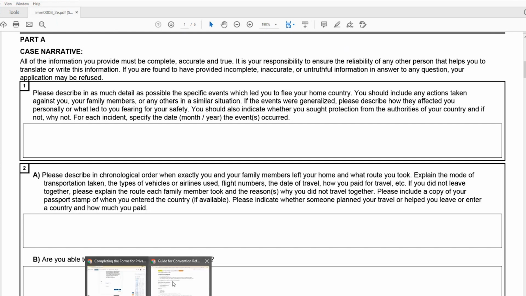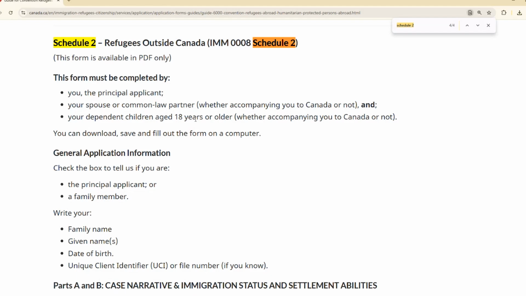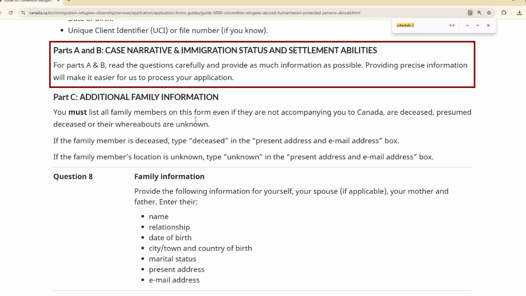So if we go back to the guide, you're going to scroll down and read what it says. So for parts A and B, read the questions carefully and provide as much information as possible. So include relevant details and don't exaggerate your responses. Tell the truth and provide everything that IRCC needs to know about your situation.